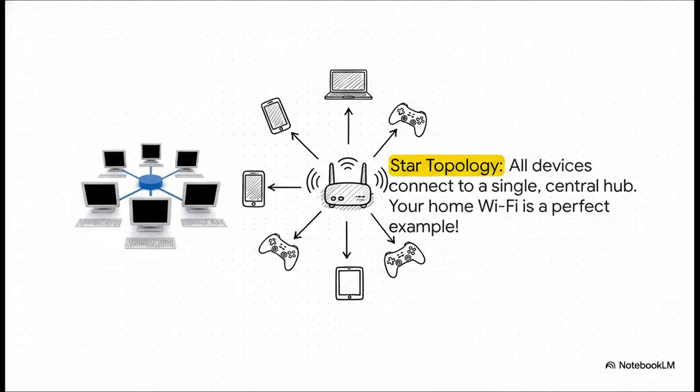And you know, you're probably looking at a diagram of your own home network right now. This is a star topology. Every single device, your laptop, your phone, your tablet, connects directly to one central device, which is your Wi-Fi router. It's really simple, and it's super effective.